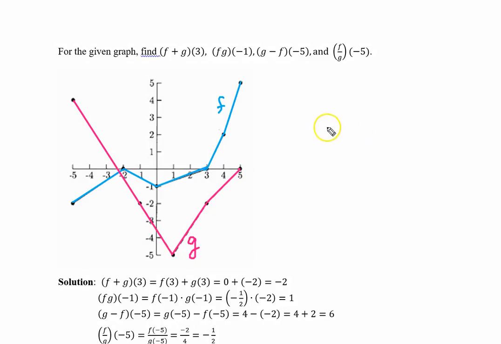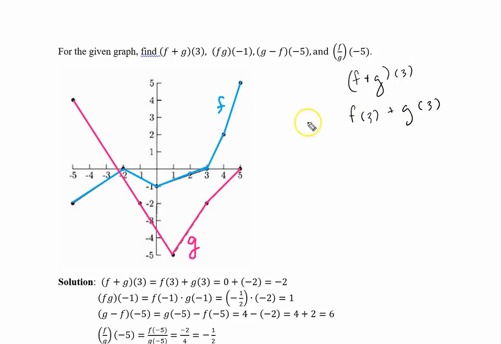Okay, so let's have a look at how we got these answers. So we're supposed to find f plus g evaluated at 3. So that's going to be f of 3 plus g of 3. And we get these answers from the graph.